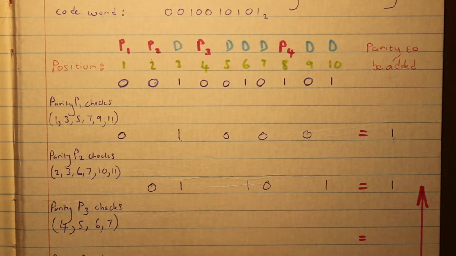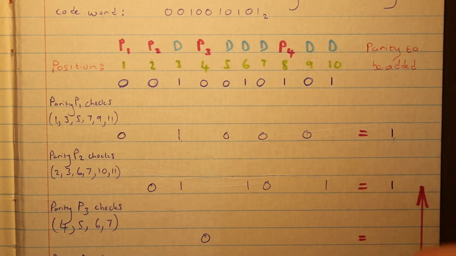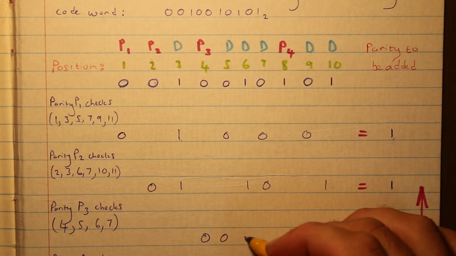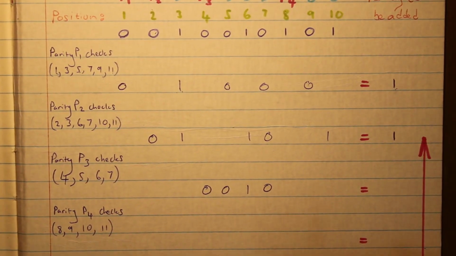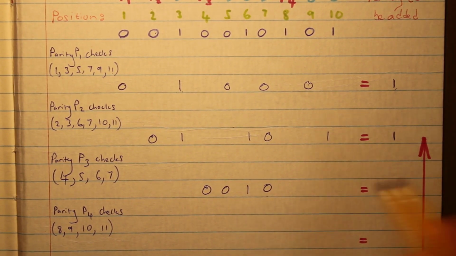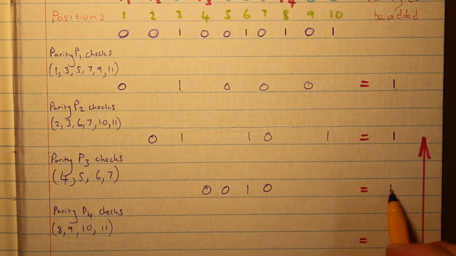Okay, then we can do the P3 checks, which is 4, 5, 6, 7. So in position 4 we can transfer down a 0. In position 5 we can transfer down a 0. In position 6 we transfer down a 1. In position 7 we transfer down a 0. Alright, and again we have an uneven number of 1s, so the parity to be added to make it even would be a 1, because now we have 2 1s in this row.